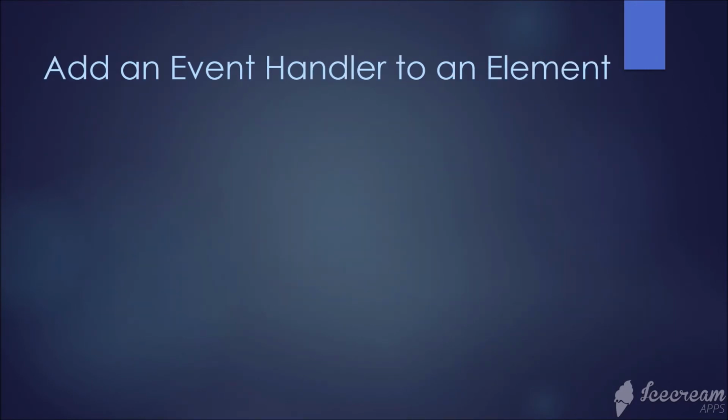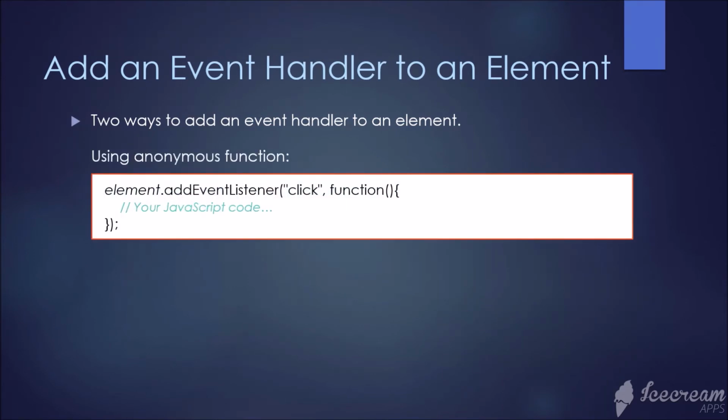Okay, so add an event handler to an element. So there are two ways to add an event handler to an element. So the first thing is using the anonymous function. So ito yung element natin. We have the method of addEventListener. So the event here, then yung function, ganito. So basically, this is anonymous function in which it is a function without name. Okay? So dito naman sa loob, ilalagay natin yung mga JavaScript code natin.